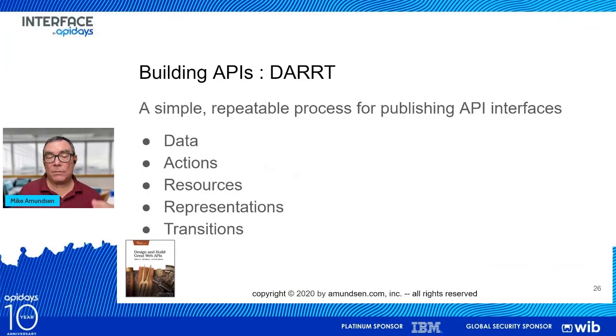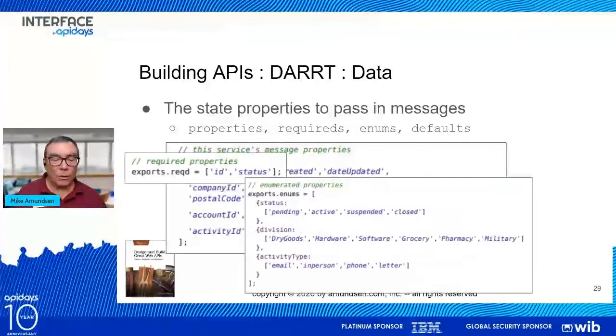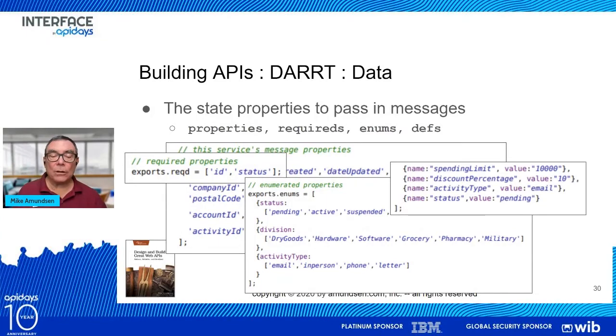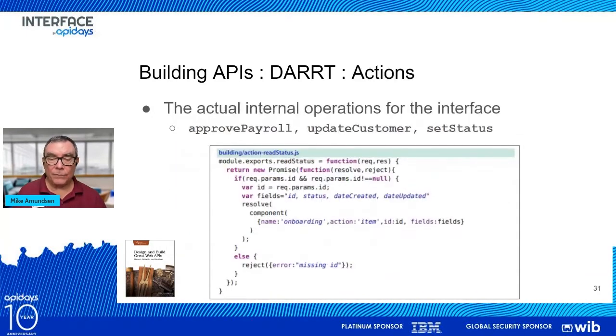Now, I use a system that uses this multi-step process. I record the data I need, the actions I need, the resources, how I represent them on the line, and all of the transitions back and forth. I'm not going to go through this here. You can take a look at this online if you want to.